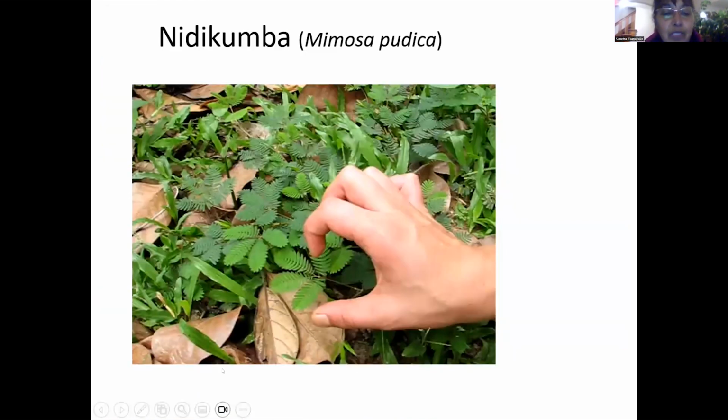Oh, I have another picture to show you, of a very special plant. It's a weed in a way, but it's also a medicinal plant. In Sri Lanka, we call it Nidikumba. Nidikumba means sleeping plant, and the scientific name is Mimosa pudica. And you will see why it is so special.